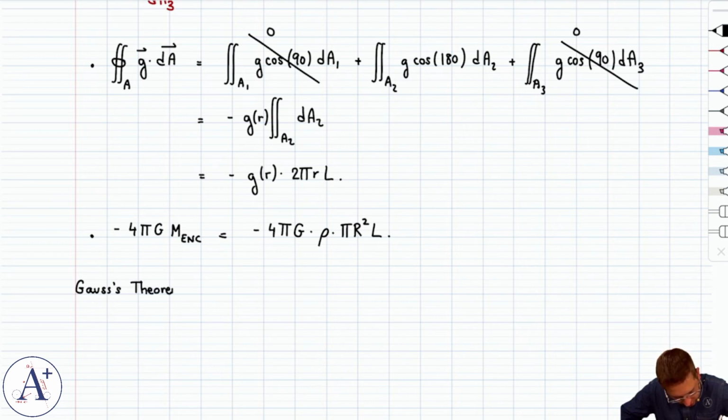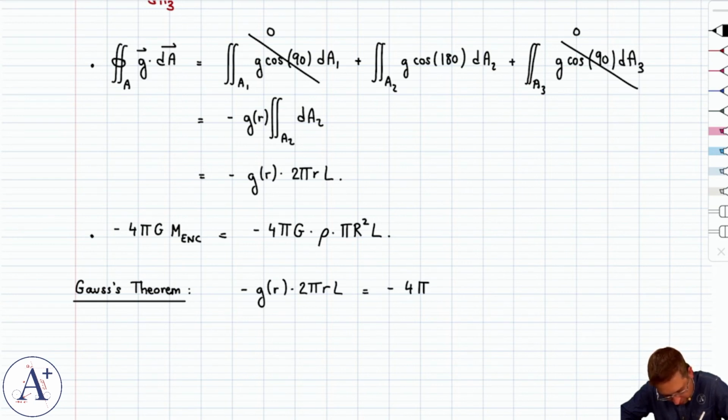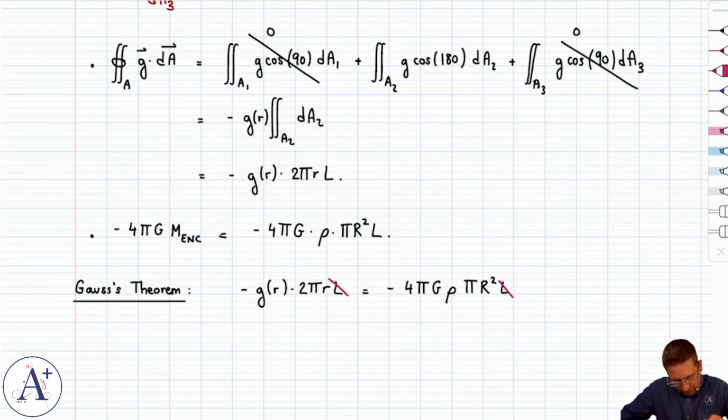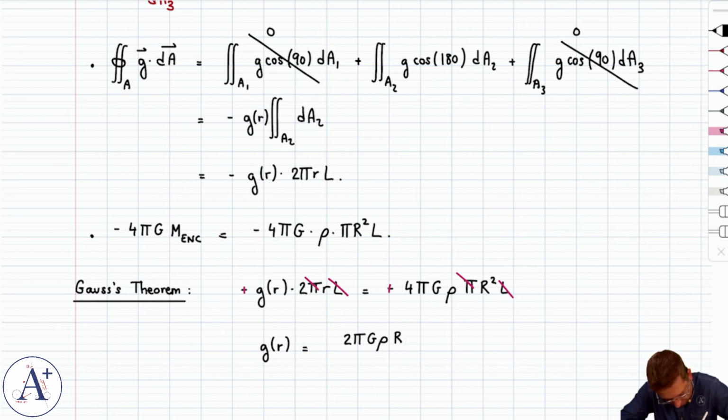And we're going to find that g in region 2, of course, is different. So minus g of r, 2 pi rl is equal to minus 4 pi g rho pi r squared l. L cancels as expected because it's an infinite cylinder of mass. Pi goes away, the negative signs go away, and then 4 divided by 2, that's going to clean up as well. And so the magnitude of this thing is going to be 2 pi g rho r squared divided by little r.